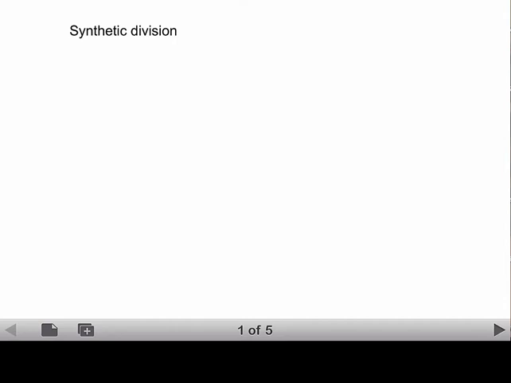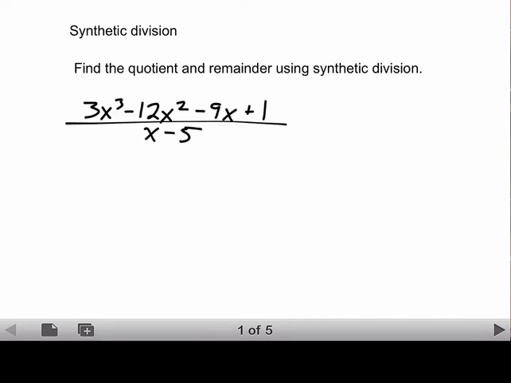In this session, we're going to see how to perform something called synthetic division, which is a shorthand way to do long division, but it can only be used in certain cases. And for our first exercise, we're asked to find the quotient and the remainder of 3x cubed minus 12x squared minus 9x plus 1 divided by x minus 5 using synthetic division.